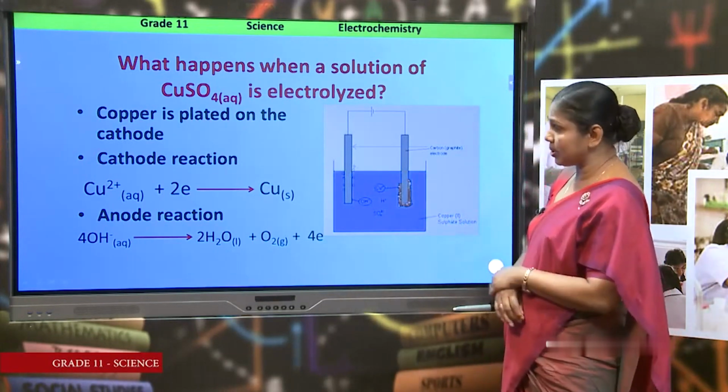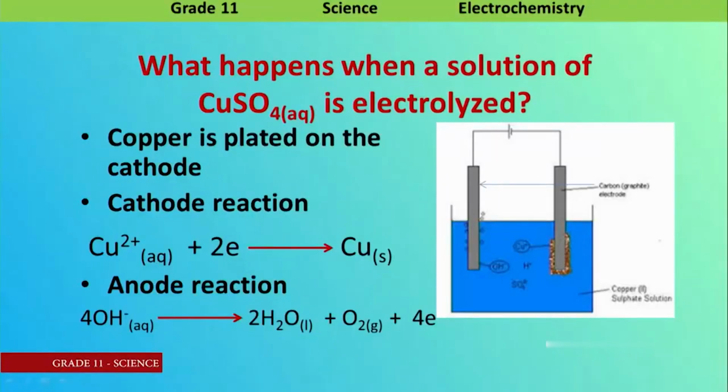the anode. At the anode, children, hydroxyl ions are attracted to the anode and oxidized there. How? When electrons are released by 4 hydroxyl ions, 2 water molecules and 1 oxygen molecule are formed. Because of the formation of oxygen molecules, you can observe generation of gas bubbles at the anode.